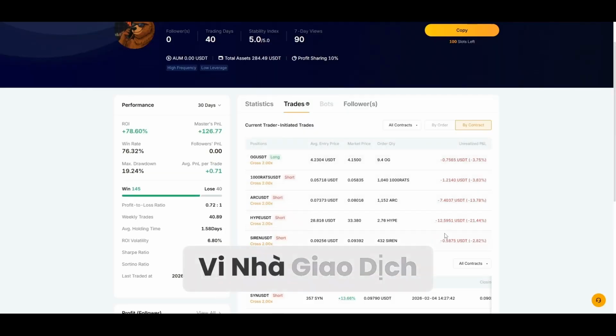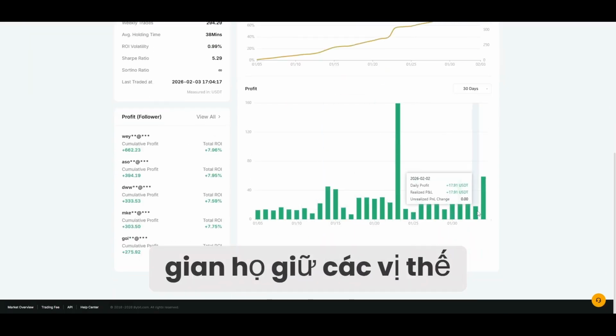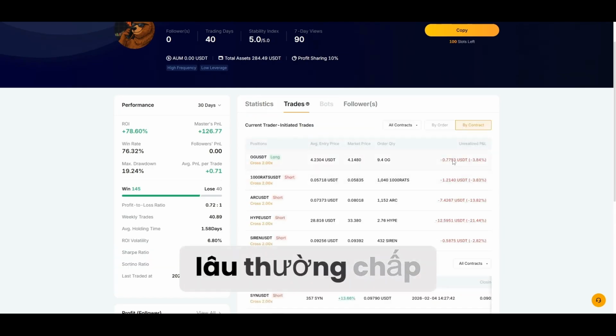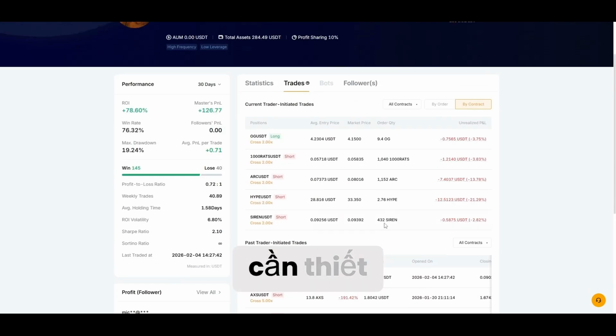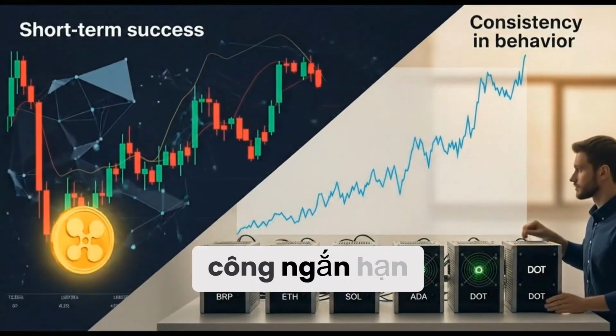How to read trader behavior. Pay attention to how often the trader trades and how long they hold positions. Traders who open too many trades or hold losing positions for too long are usually taking unnecessary risk. Consistency in behavior is more important than short-term success.